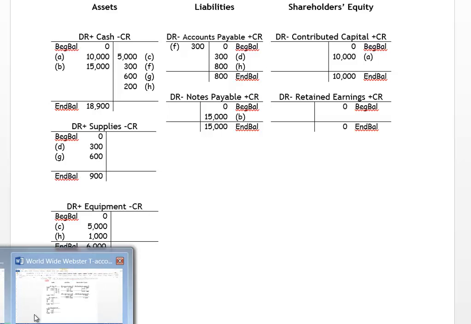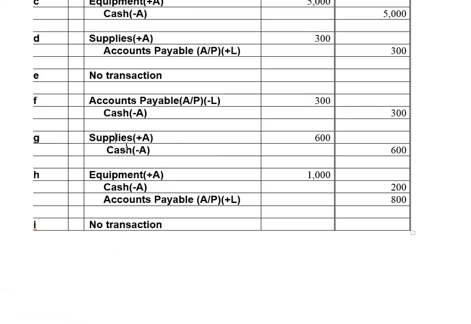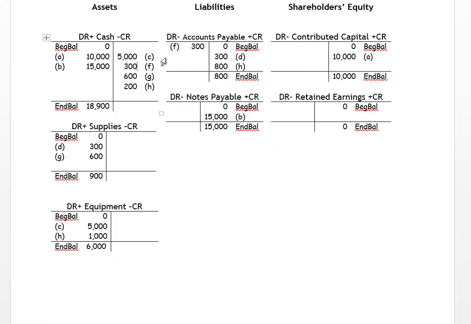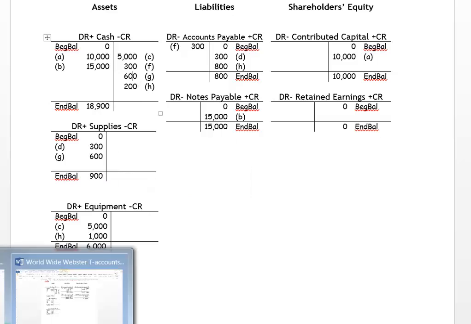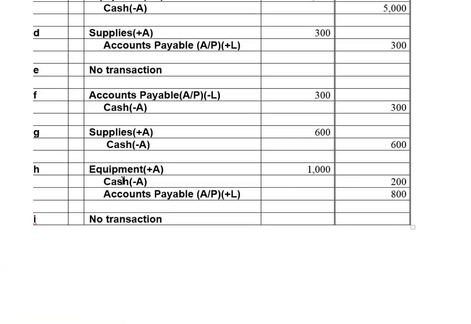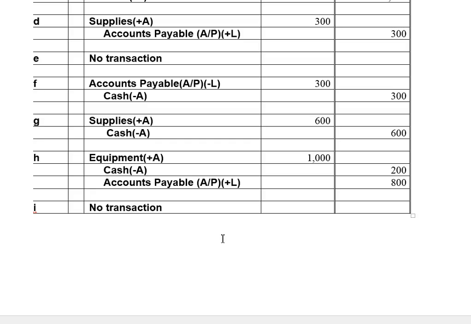Let's look at G. G said we bought supplies for cash. That's going to affect two asset accounts, right? We bought supplies in G for cash. We debited the supplies and we credited cash. So the debit has a credit, right? In the summarization of things. Now we see our last transaction that we're going to post, because don't forget, in I there was no transaction. All Shelley did was order a server, so I is no debit or credit.